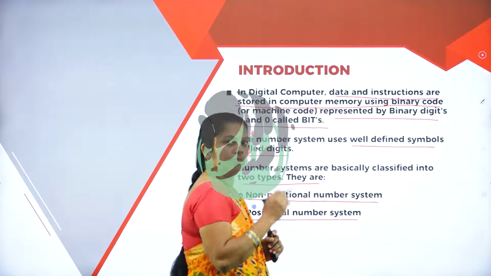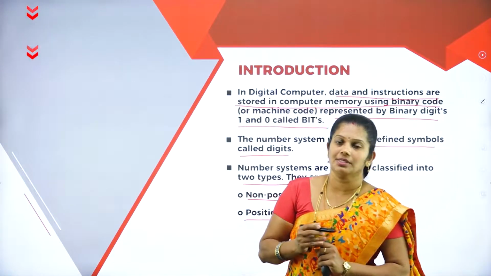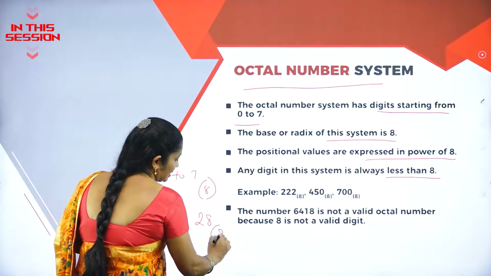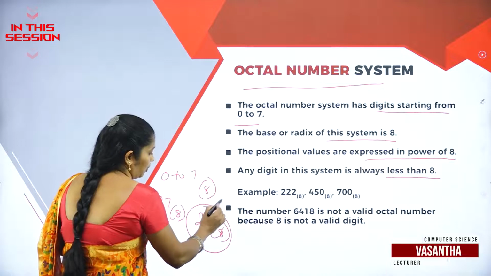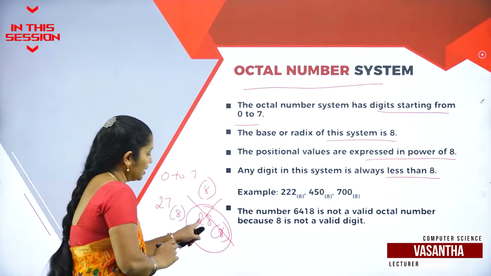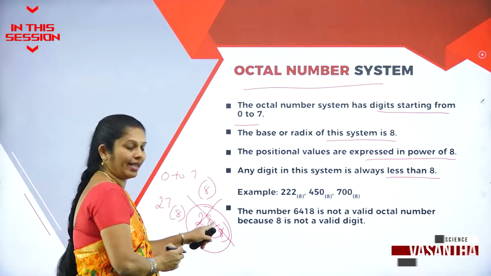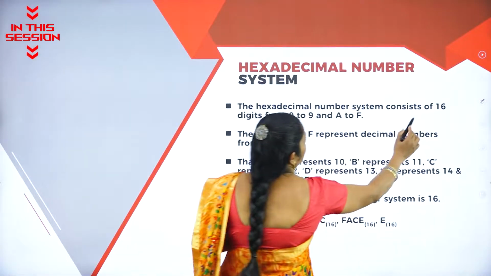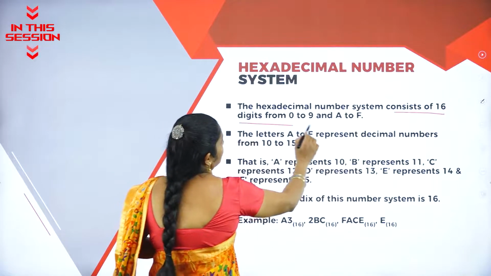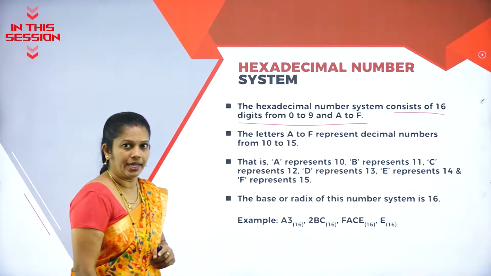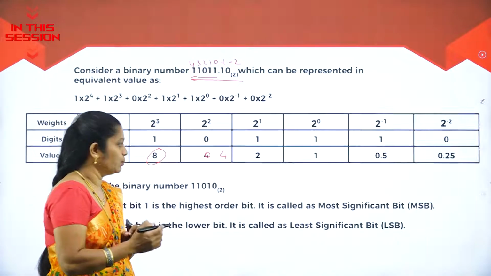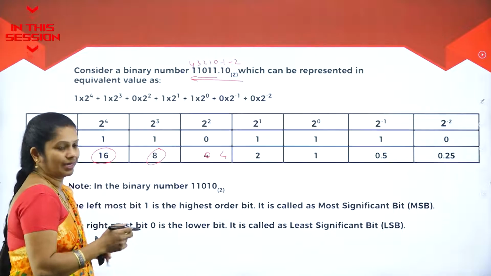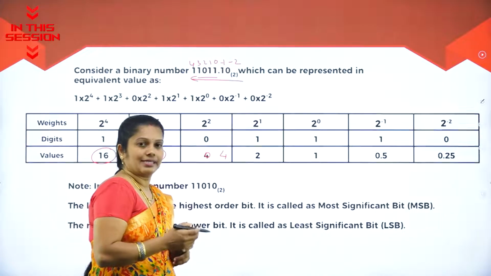When we come to number systems, there are two types: positional number system and non-positional number system. In base 8, if I write 28, it cannot be called an octal number, because 8 is not in the list of digits. The hexadecimal number system consists of 16 digits in total, from 0 to 9 and A to F. The leftmost bit is always called the most significant bit and the rightmost bit is always called the least significant bit.